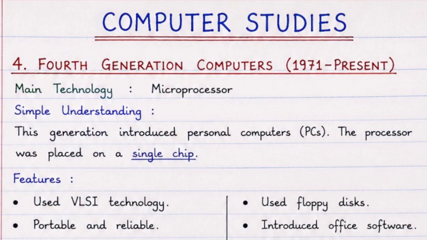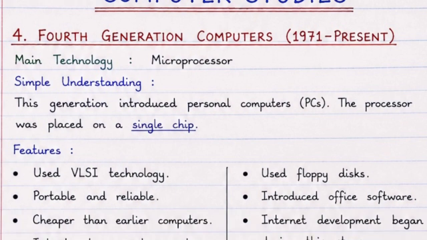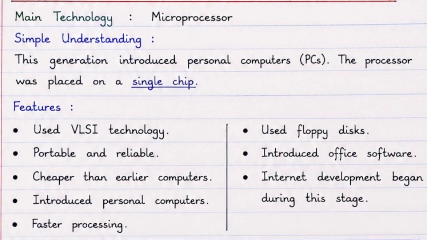Now let's move on to the fourth generation computer, 1971 to present. Microprocessor. This generation introduced personal computers, PC. The processor was placed on a single chip. It uses VLSI technology. What is VLSI? Very large scale integrated circuits.